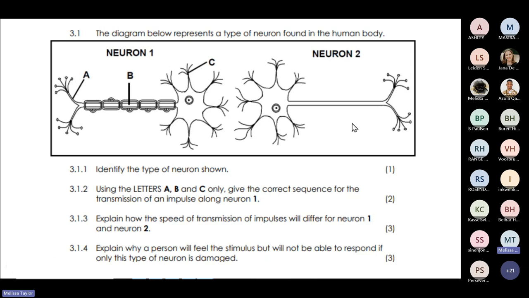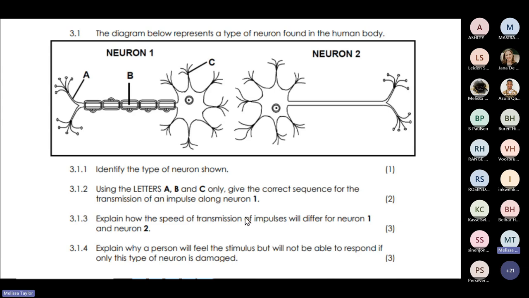Then using the letters, they want you to give the sequence of the impulse. In other words, what direction does this travel in? Okay, so it's for 2 marks, but you would only get the 2 marks if you have the whole sequence correct, only using the letters. So it comes in at the dendrite, so C, down the axon, B, and then out at A. So C, B, A, in that order.